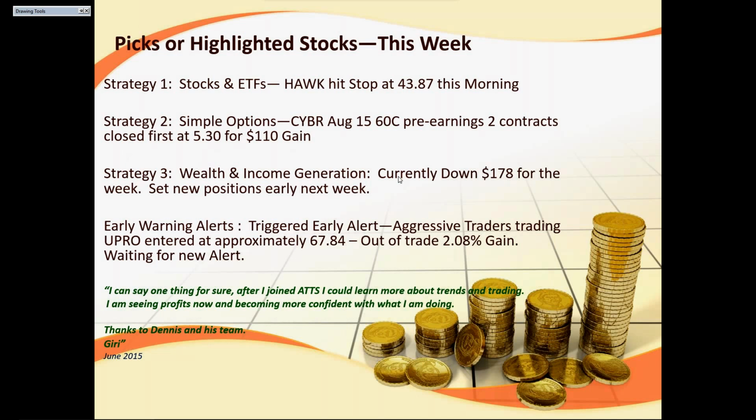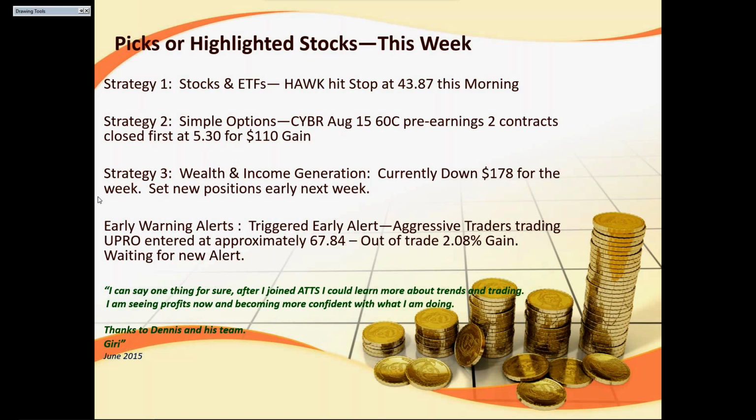Wealth and income generation. Currently, for the week, the 2 legs, profitable on one side, loss on the other, so down about $178 for those legs this week. And I'll be looking to set new positions early next week.